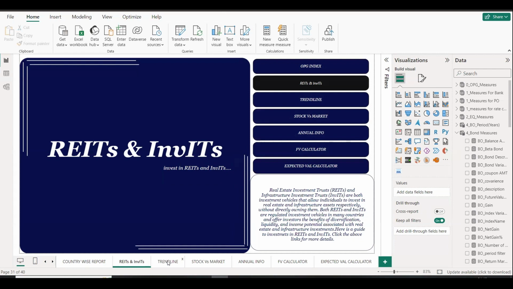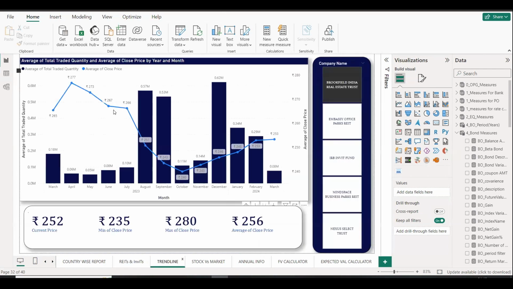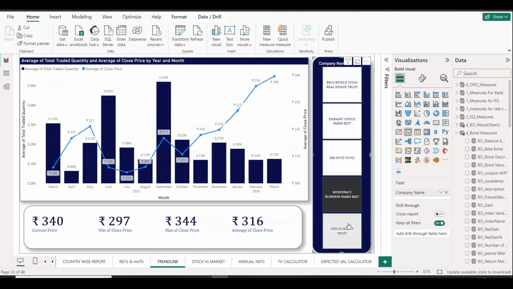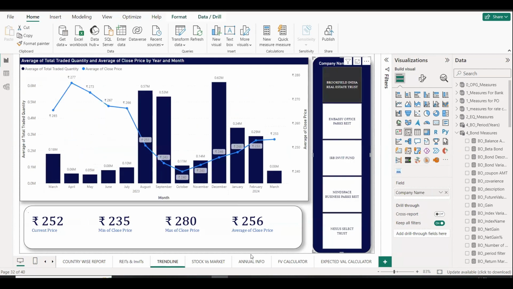So moving on to the first page, it's a very similar comparison to what we have seen in all these investment options we have done. The bar represents the volume traded, and the line represents the price movement. And this is all the information that is required for each REIT or InvIT that we can see in this slice up here.